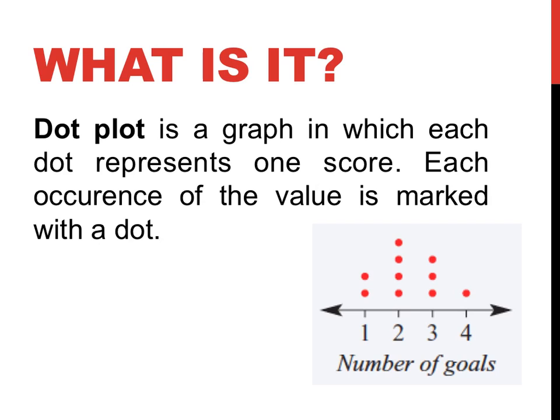Dot plot is pretty straightforward. It's a graph in which each dot represents one score. Okay, so each dot represents one entity, and each occurrence is marked with a dot. So, number of goals. Here's all the goals, and they're marked like this.